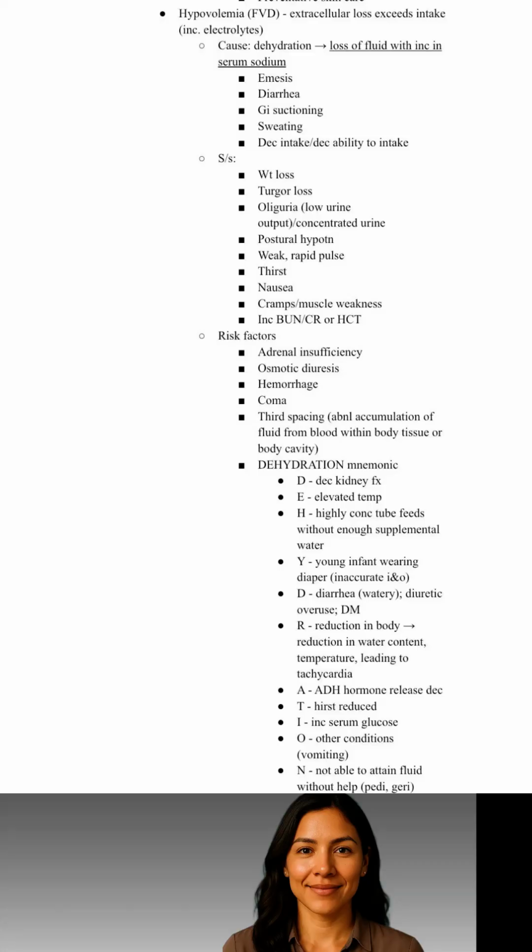Watch for these critical warning signs: blood pressure dropping more than 20 mmHg with position changes, heart rate increasing by more than 15 beats per minute, elevated blood urea nitrogen, creatinine and hematocrit, weak and rapid pulse, excessive thirst, muscle cramps and weakness, and decreased urine output. These are your key assessment indicators.